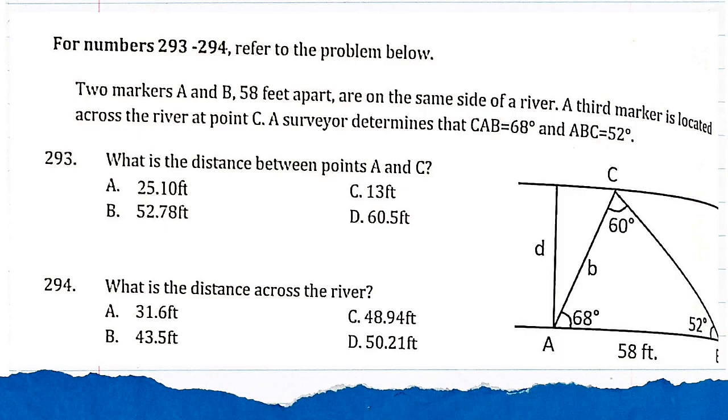For numbers 293 to 294, refer to the problem below. Two markers A and B, 58 feet apart, are on the same side of a river. A third marker is located across the river at point C. A surveyor determines that CAB is equal to 68 degrees and ABC is equal to 52 degrees. Now, in 293, what is the distance between points A and C? A, 25.10 feet. B, 52.78 feet. C, 13 feet, or D, 60.5 feet.